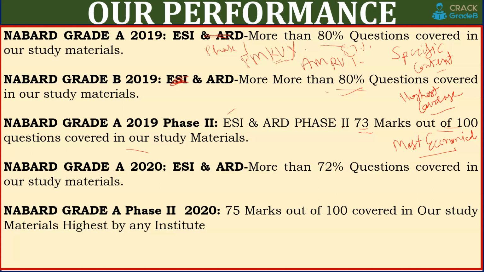Similarly in the agriculture part, they will hardly ask a question on the concept. Mainly questions will be fact based and data based. So you have to remember things like which state is the highest producer of wheat. So in 2020, ESI ARD in phase 1, more than 72% of questions were covered. In phase 2, 75% out of 100, which is the highest. And recently, for NABARD and RBI also, approximately 75 we have covered from our study material in the questions which were asked in the exam.